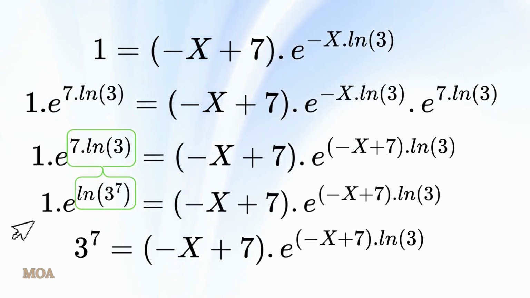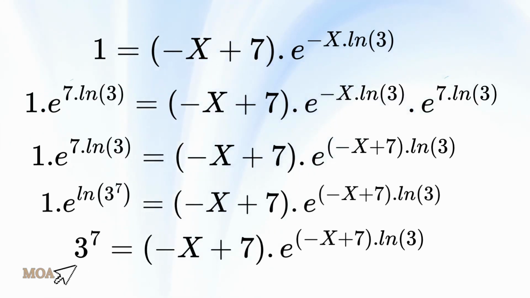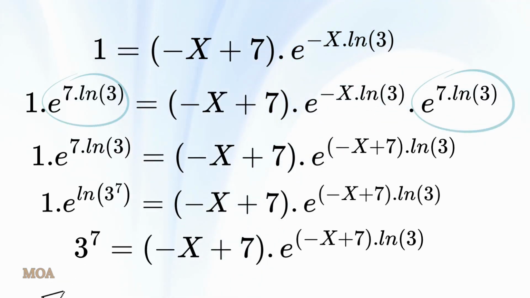Since e raised to the quantity 7 times the natural logarithm of 3 equals e raised to the natural logarithm of 3 to the 7th power, and since the exponential function is the inverse function of the natural logarithm, the expression can be simplified to 3 raised to the power of 7 equals negative capital X plus 7 times e raised to the quantity negative capital X plus 7 times the natural logarithm of 3.